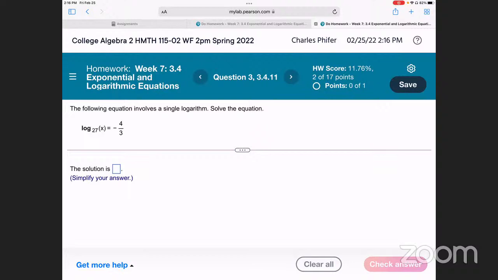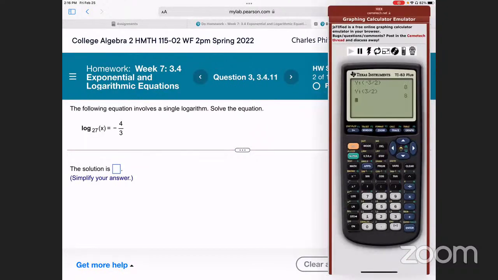Since there's nothing that says we can't use a calculator, I'm going to just use my calculator. 27 to the power of -4/3. And I'm going to hit math as a fraction. So 1/81.